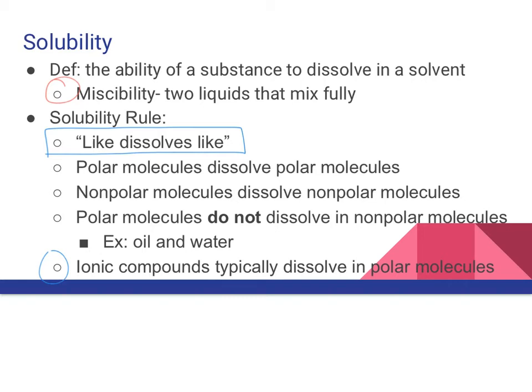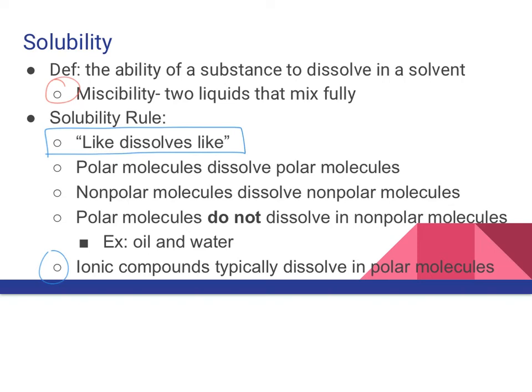So solubility is defined as the ability of a substance to dissolve in a solvent. Okay, so if we think about Kool-Aid and sugar being mixed with water, we would say that the Kool-Aid and the sugar are soluble in the solvent, which is the water, because we can mix them fully and they would dissolve. Okay, similar to solubility is this idea of miscibility.